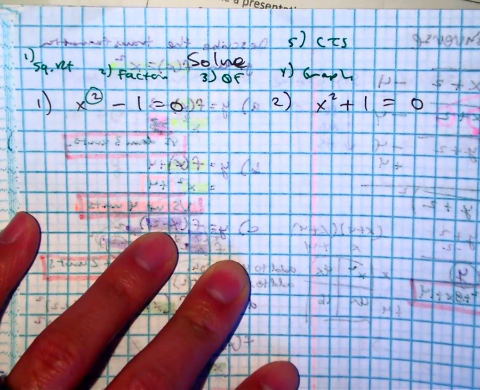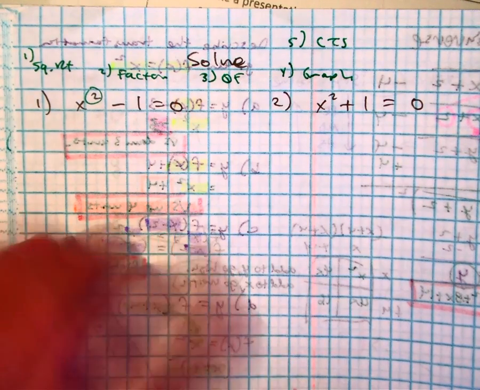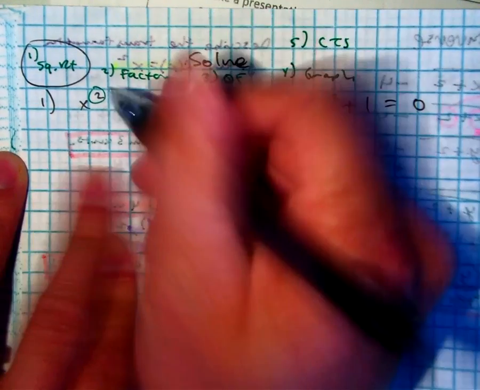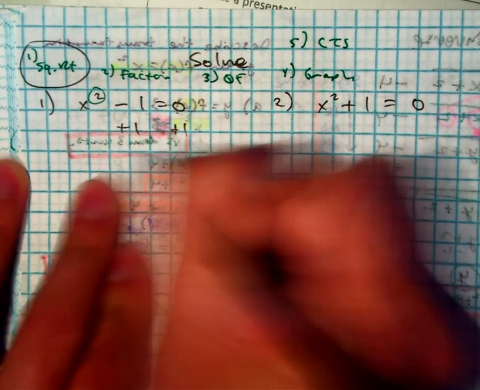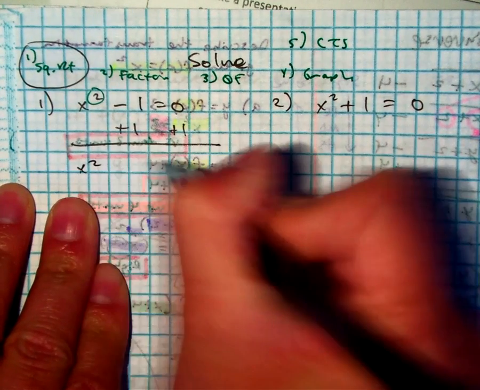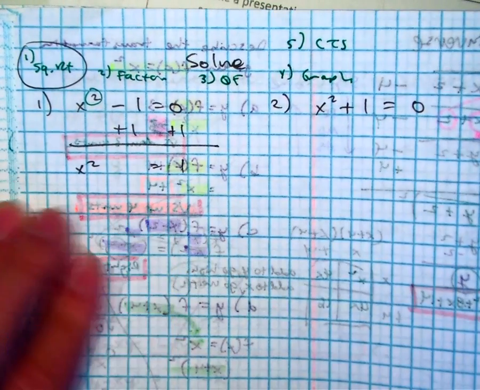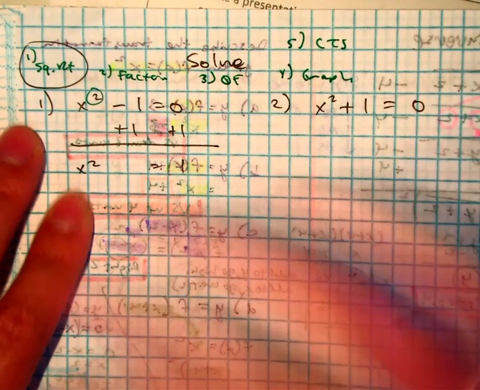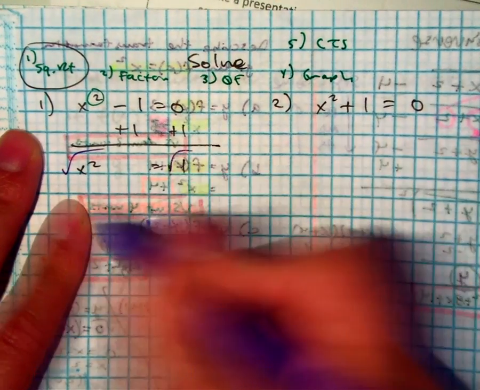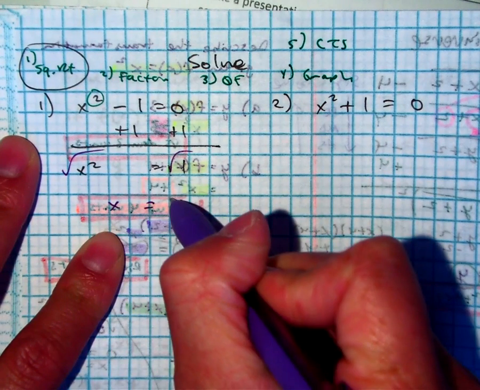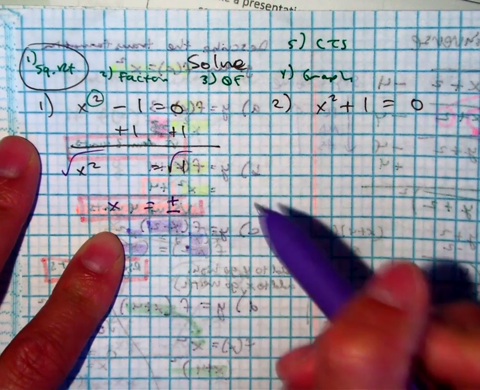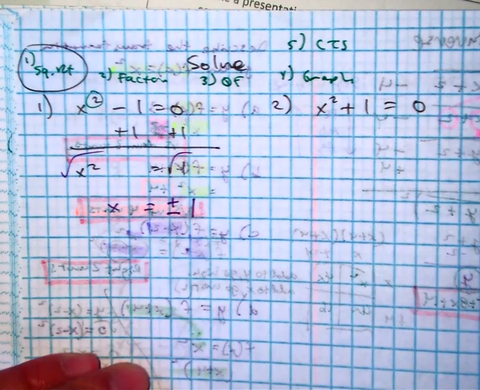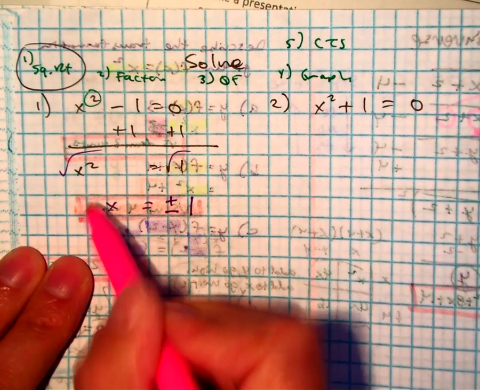So you could have done any of those methods to solve it, but this one was the easiest one. So if I add 1 to both sides, I get x squared equals 1. To get rid of the power of 2, I'm going to what? Square root. x equals, did you remember, plus or minus? Square root of 1 is 1. So our answer is x equals positive 1 and negative 1.